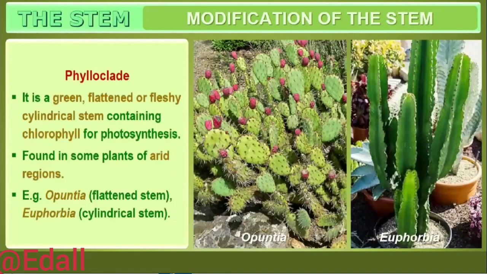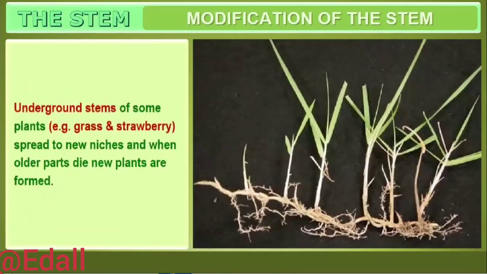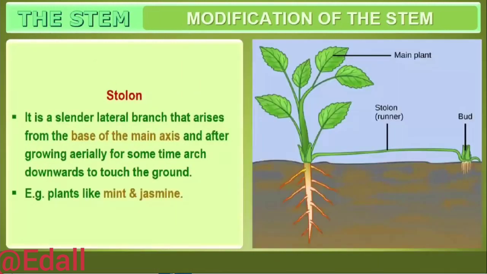Some plants of arid regions modify their stems into flattened, Opuntia, or fleshy cylindrical, Euphorbia, structures. They contain chlorophyll and carry out photosynthesis. Underground stems of some plants such as grass and strawberry, etc., spread to new niches, and when older parts die, new plants are formed. In plants like mint and jasmine, a slender lateral branch arises from the base of the main axis and after growing aerially for some time arches downwards to touch the ground.